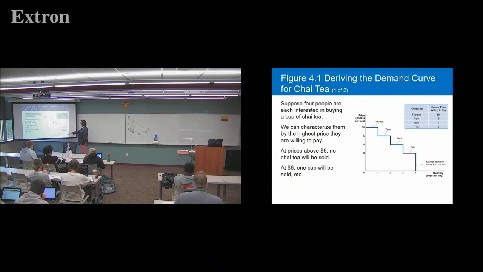So we can draw a very simple demand curve, and instead of having a straight line, it's going to be like steps because we literally only have four people here. The demand curve is basically their willingness to pay. So here, Teresa at $6, Tom at $5, Terry $4, Tim at $3, and the quantity going up from zero sold to four sold. So if the price of tea was $6, only Teresa would be willing to buy tea. So there's only going to be one sold in this market. And because that's exactly how much Teresa values it, there's going to be zero consumer surplus.